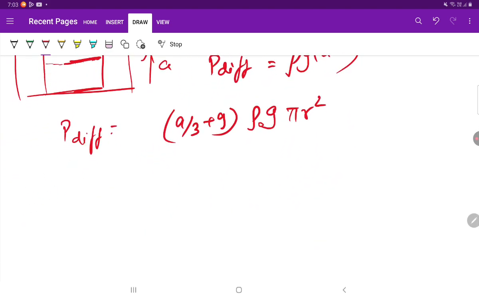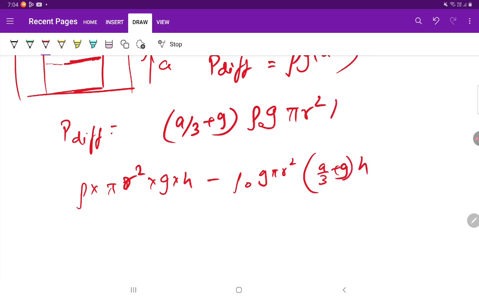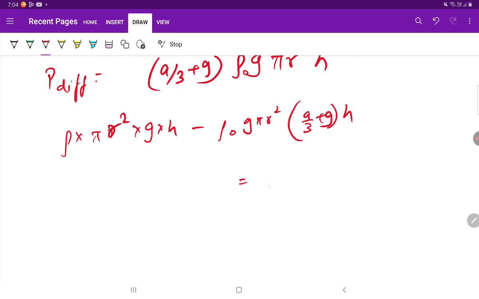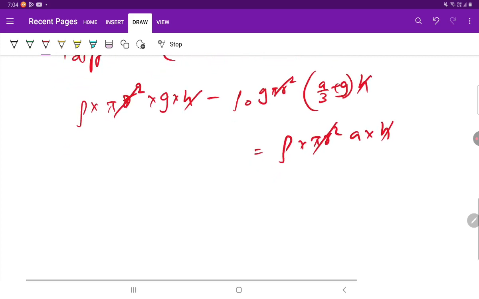And we know that the net downward force due to gravitational attraction will be rho times pi small r square into g into h, minus rho naught g pi r square (A by third plus G) into h, which is equal to rho times pi r square, no sorry, A times h. Cancelling pi r square h, and we keep rho as it is, because it will cancel in the ratio. So you'll get G minus rho naught by rho.